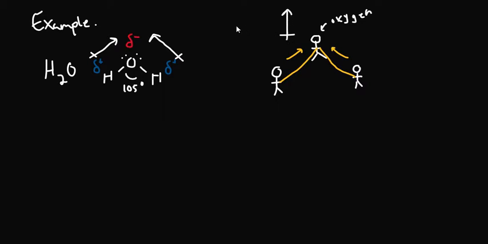And so I have a net dipole toward the oxygen, which is going to result in a polar molecule, where I have this negative end of the molecule toward the oxygen and the positive end of the molecule down by the hydrogens.